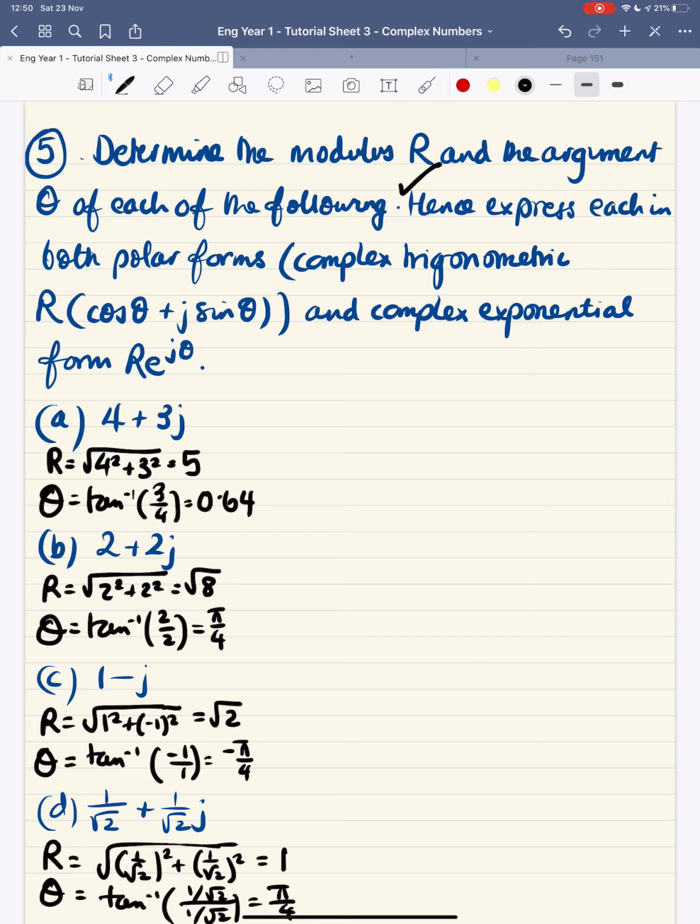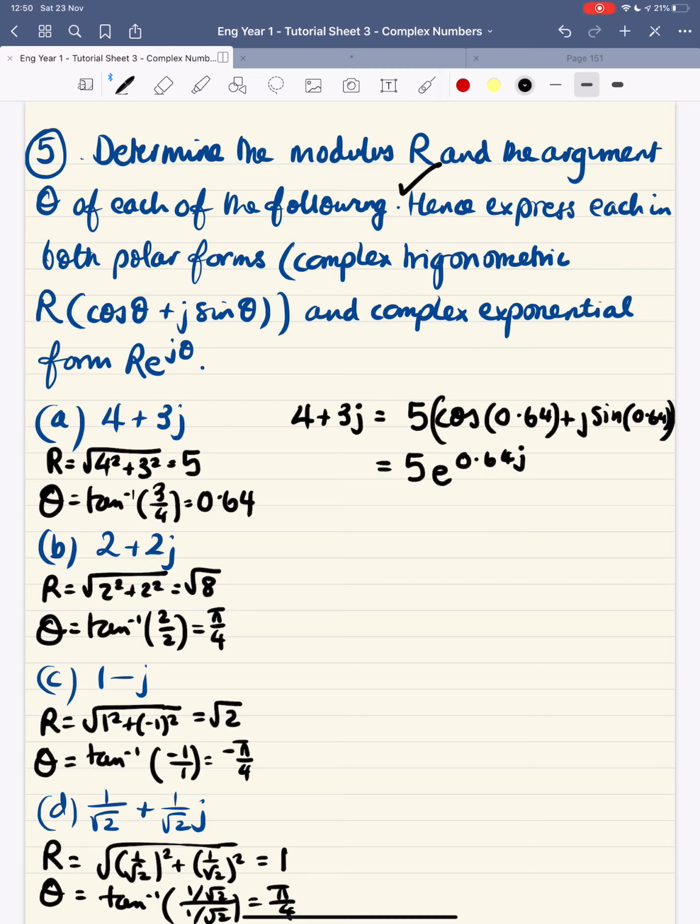Hence express each in both polar form and complex exponential form. Okay, so 4 plus 3j is going to be r, 5, cos 0.64 plus j sine 0.64. We can say that's 5e to the 0.64j.